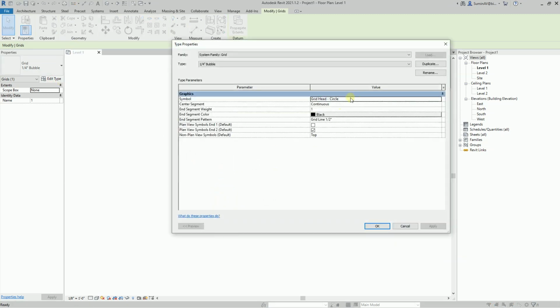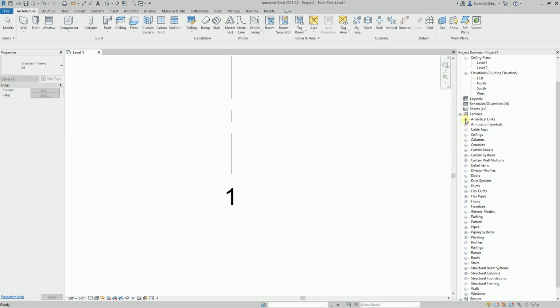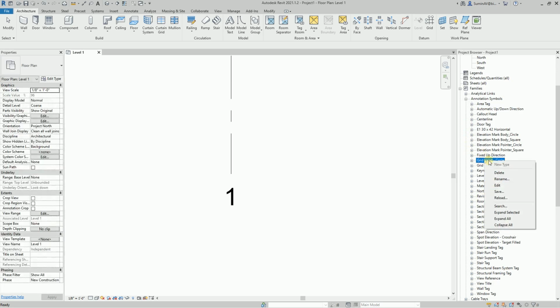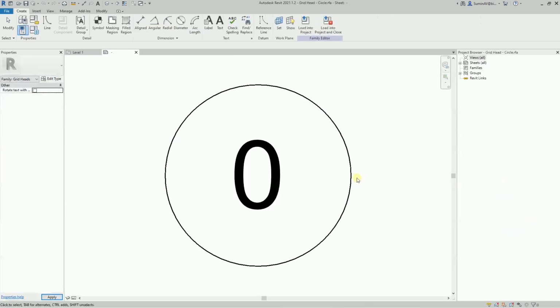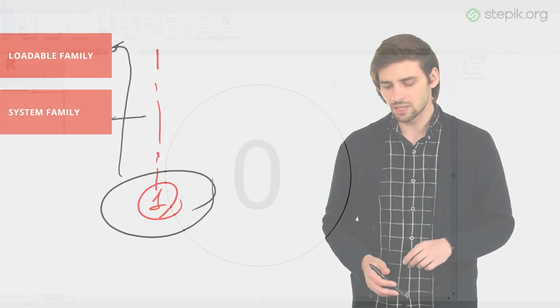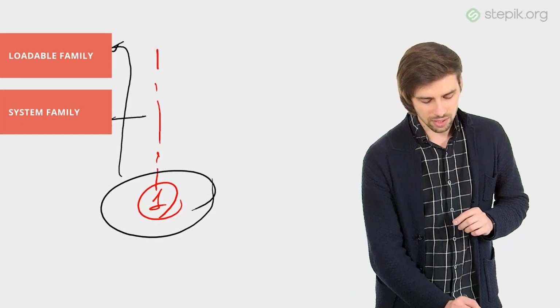Naturally, there are some loadable families that have already existed in Revit, and they exist in completed templates and libraries that the developer supplies with Revit. As is the case with the grid line, the title we need will be in such templates. But there are other different nested family types that are required for the work of the system families.